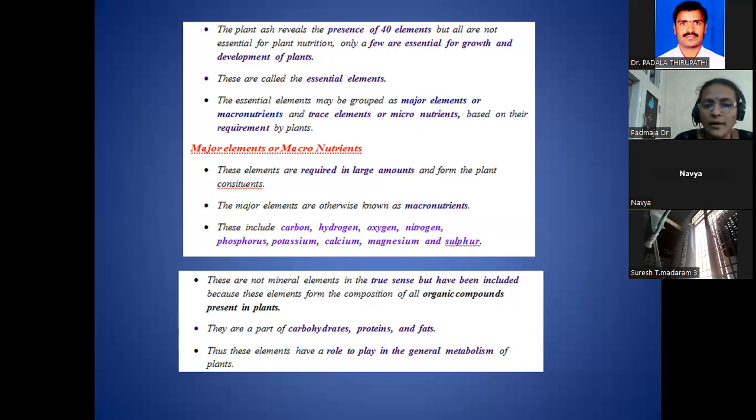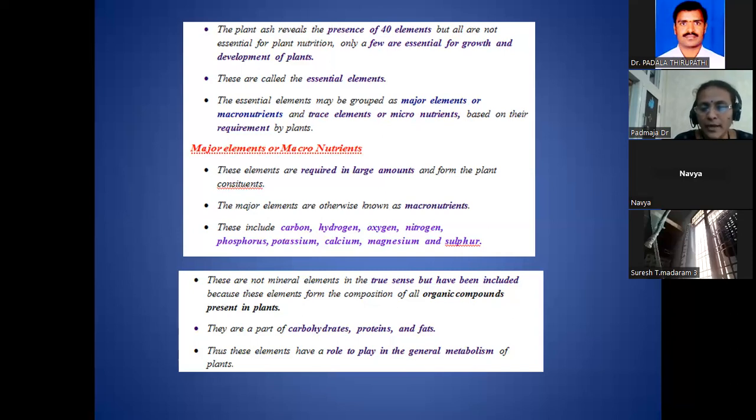So before that, what are these macronutrients, and what is the role of macronutrients in the plants? If there is a deficiency of macronutrients, what symptoms are we going to see? The elements required in large amounts from the plant's constituents are called macronutrients. They are carbon, hydrogen, oxygen, nitrogen, phosphorus, potassium, calcium, magnesium, and sulfur. They are not mineral elements in the true sense, but are included because these elements form the composition of all organic compounds present in the plants.